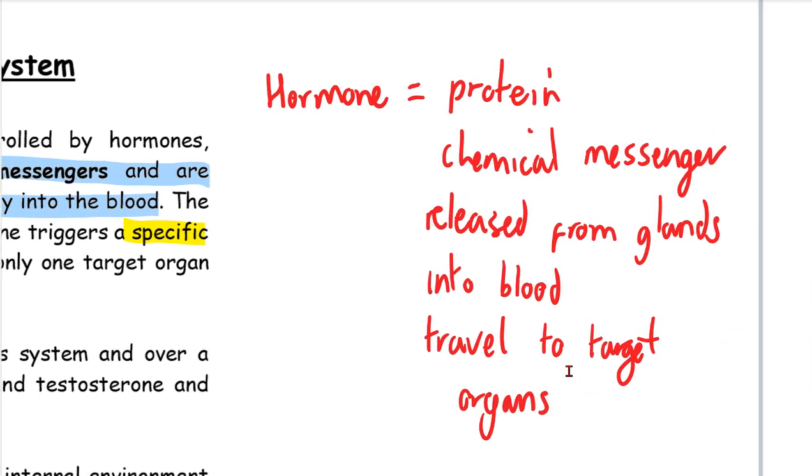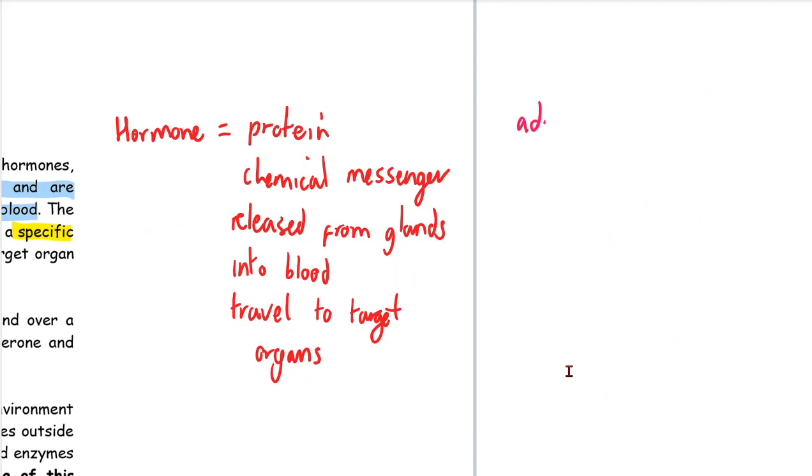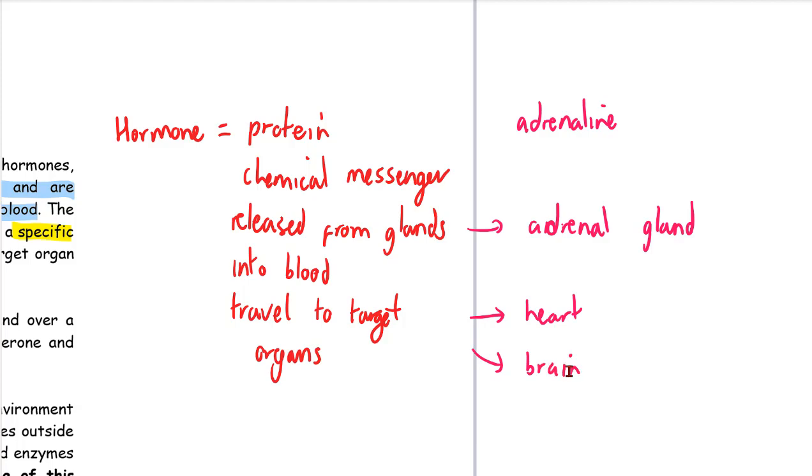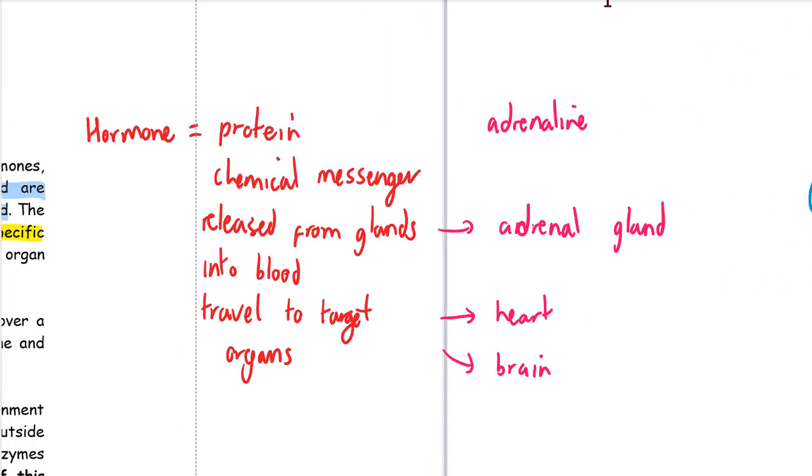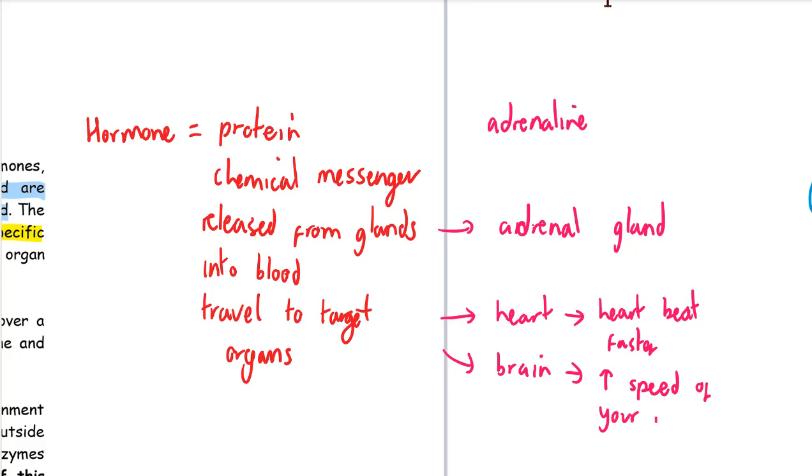Now, if we look at one which we're all familiar with, a hormone might be adrenaline. It is produced by the adrenal gland. It travels in your blood to the target organs. Now, the target organs for adrenaline are your heart and your brain. Now, we said that they would produce a specific response in their target organ. In the heart, they make the heart beat faster, and in the brain, they increase the speed of your reflexes, so you can react to things quicker.